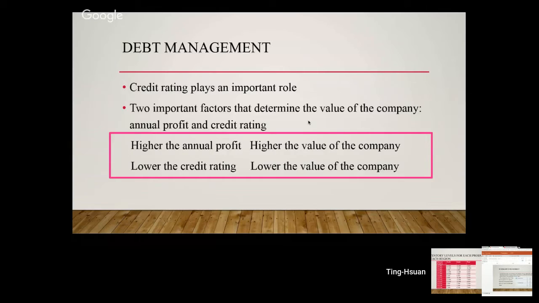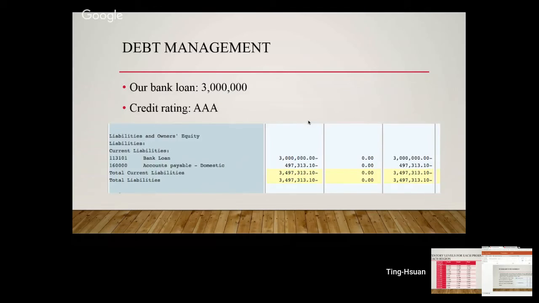Besides, there are two important factors that determine the value of the company: annual profit and credit rating. The higher the annual profit, the higher the value of the company. In contrast, the lower the credit rating, the lower the value of the company. Therefore, in order to increase our credit rating, we need to repay the loan by using FB50. At the end of the 9th round, although we still have 3 million in bank loans, our credit rating becomes AAA.